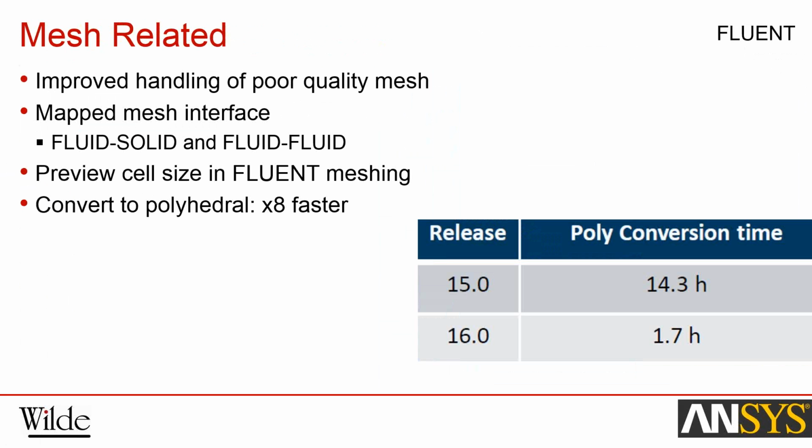So in release 15, for a 7 to 8 million element multi-phase analysis, it would take hours, sometimes more than 5 hours, to polyhedralize the entire domain. But on version 16, it's dropped down to 1.7 or 2 hours, which is a massive improvement. That's on something like a 50 to 60 million element domain analysis.